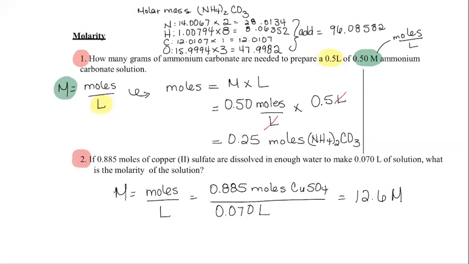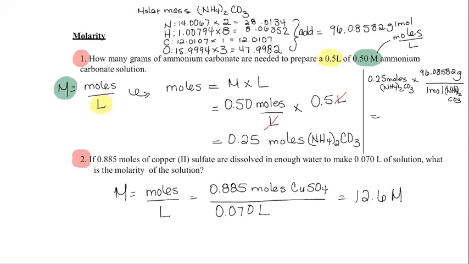So now that we know the molar mass for ammonium carbonate, we're going to change those moles specifically to grams. So we do 0.25 moles of (NH4)2CO3, and here we're going to multiply by those grams. So we know that in 1 mole of (NH4)2CO3, sorry, it's kind of tight in my space, there are 96.08582 grams. So we multiply this times 0.25.